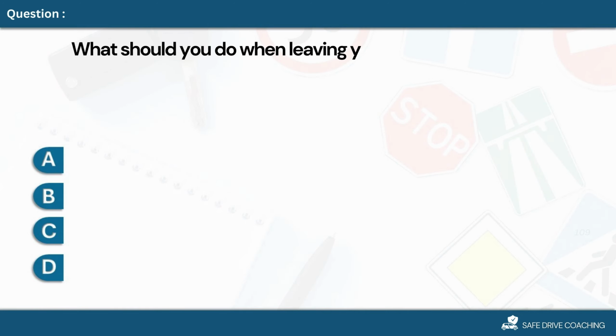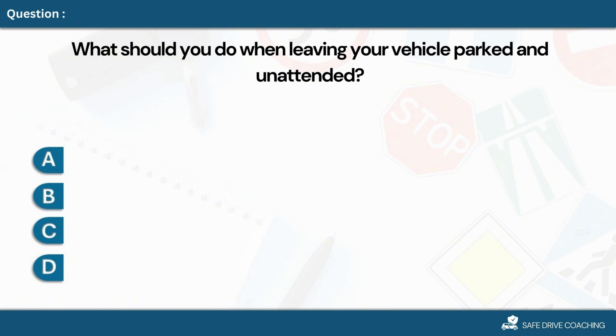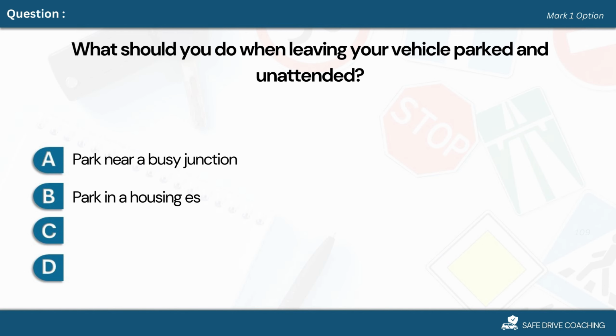What should you do when leaving your vehicle parked and unattended? A. Park near a busy junction. B. Park in a housing estate. C. Lock it and remove the key. D. Leave the left indicator on.